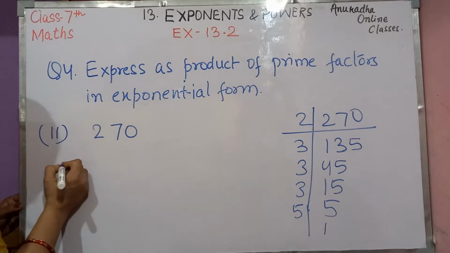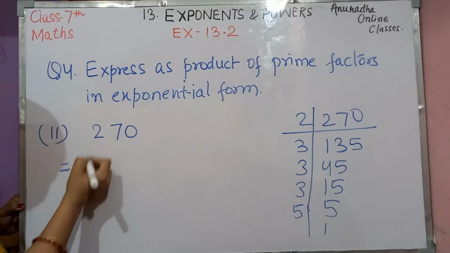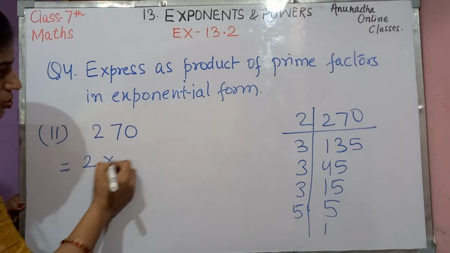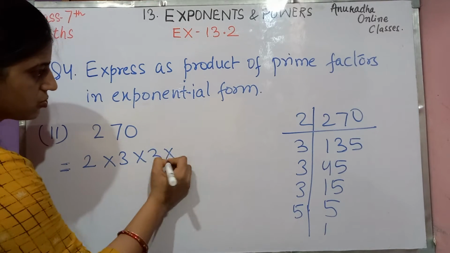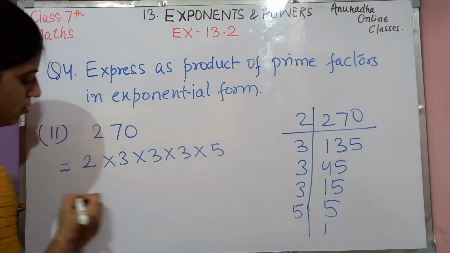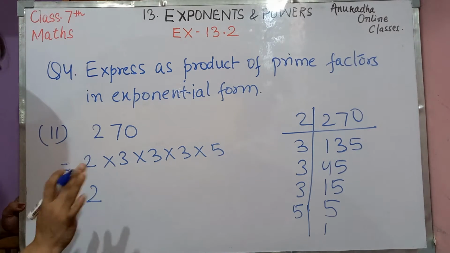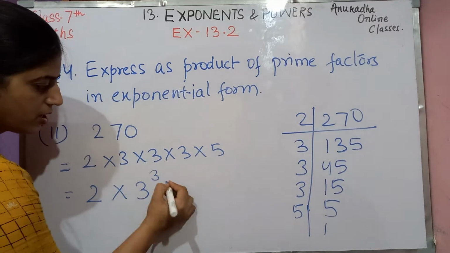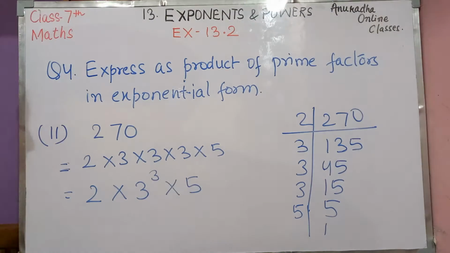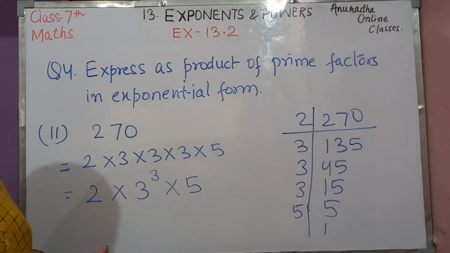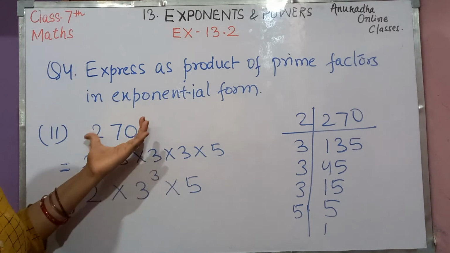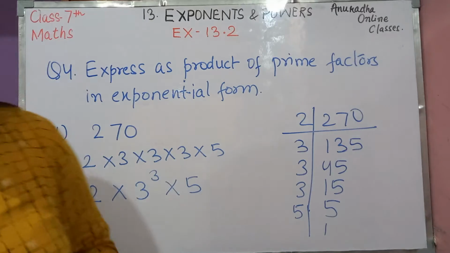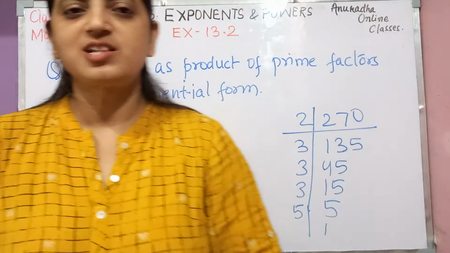Okay, so what are its prime factors? Write down that 2 into 3 into 3 into 3 into 5. So it will be 2 raised to the power 1 only into 3 raised to the power 3, into 5 raised to the power 1. In this way we can express this number as the product of prime factors. So children, I think this is clear to you.